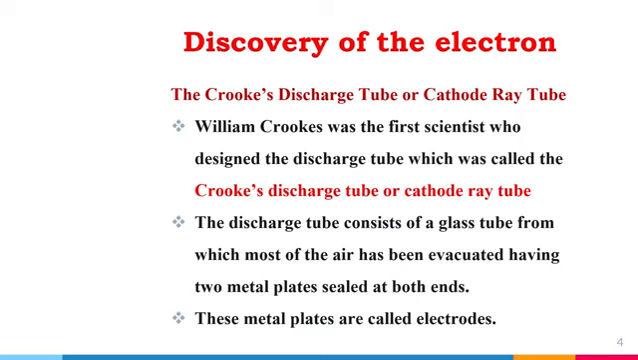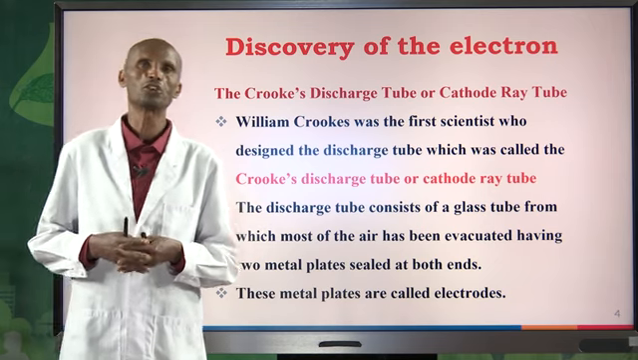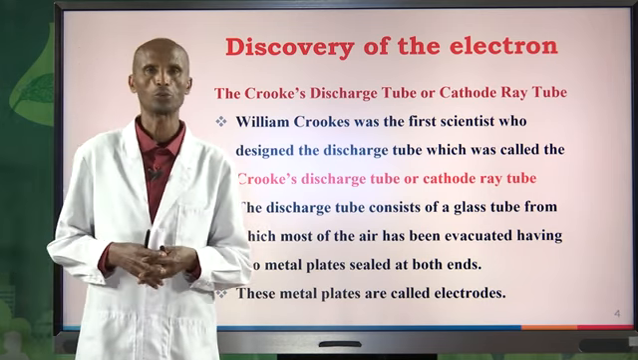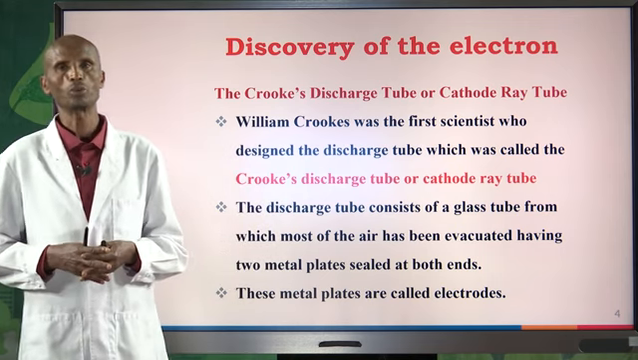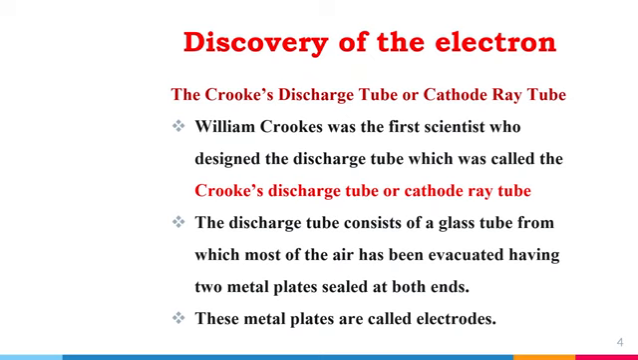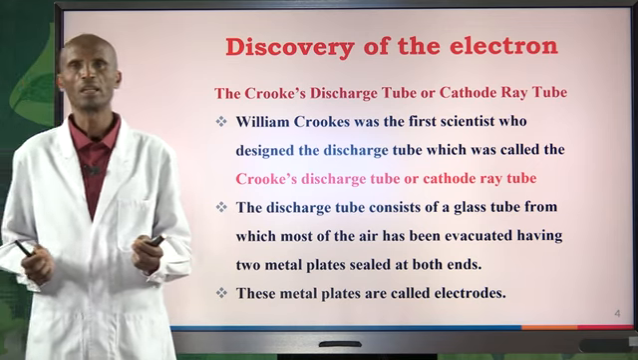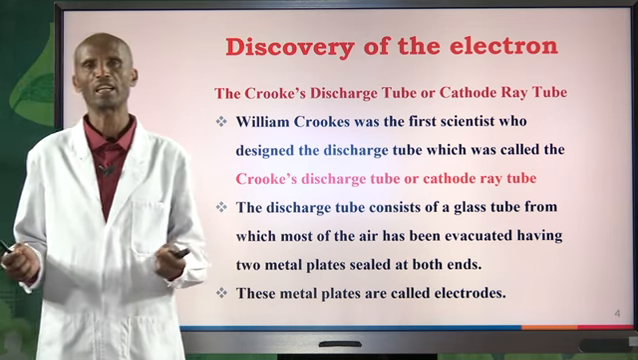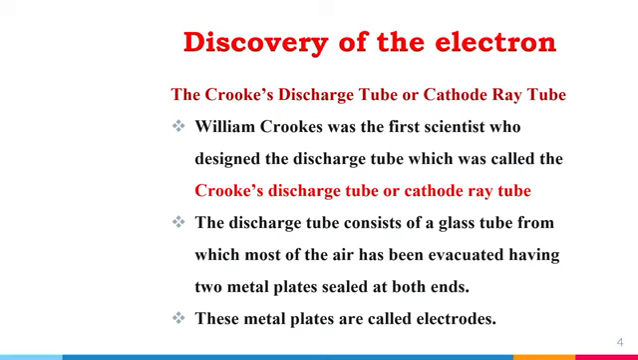Let us start with the Crookes discharge tube or cathode ray tube. William Crookes was the first scientist who designed the discharge tube, which was called the Crookes discharge tube or cathode ray tube. This discharge tube consists of a glass tube from which most of the air has been evacuated, having two metal plates sealed at both ends. That means the metal plates attached to the positive terminal and the negative terminal are called electrodes.